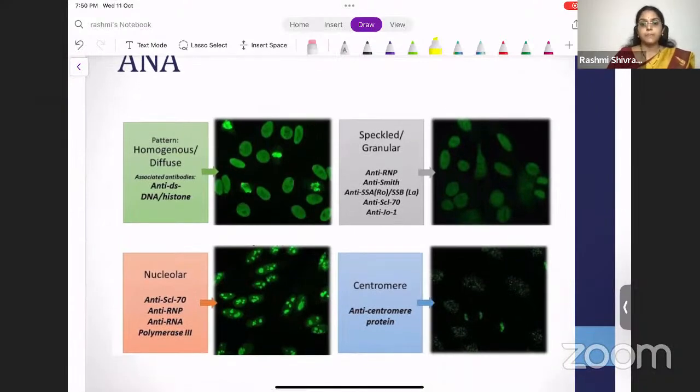So I was talking about the patterns, right? So here, this is the diffuse or homogeneous pattern.